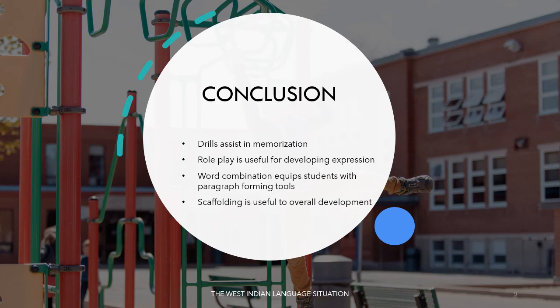3. The word combination. This again is where children learn to combine words, phrases, and sentences and are able to complete an entire standard English essay on their own. And lastly, scaffolding, where teachers build children up from not knowing much and also needing a lot of help to then acquiring the skill independently.